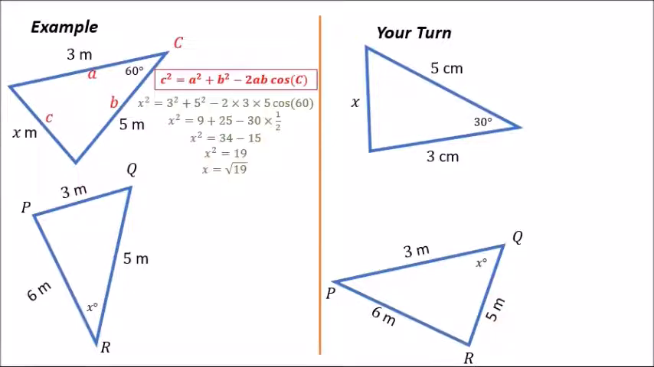Alright, so for the next question. There is an angles version of the cosine rule, but it's not really necessary. You can use the same version of the cosine rule to find the missing angle. So let's go through this.